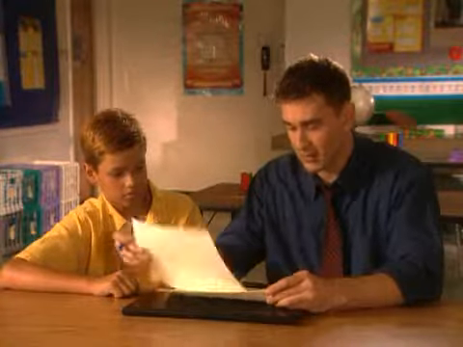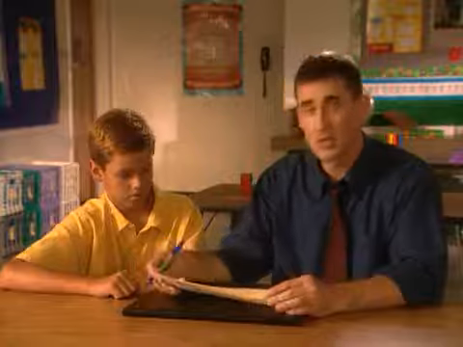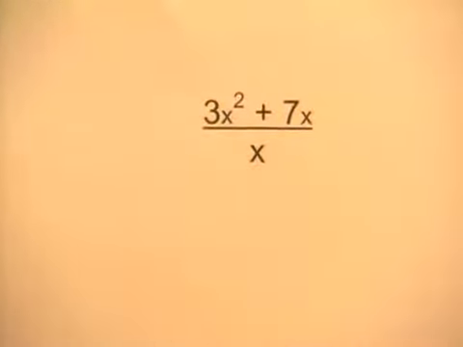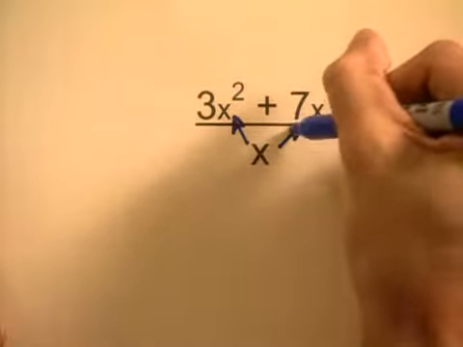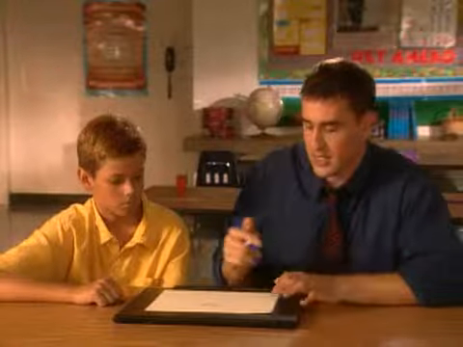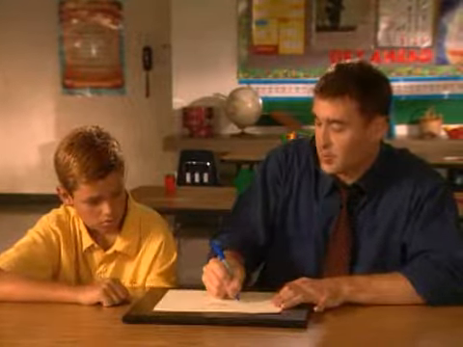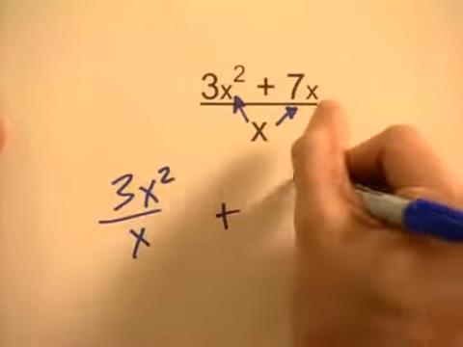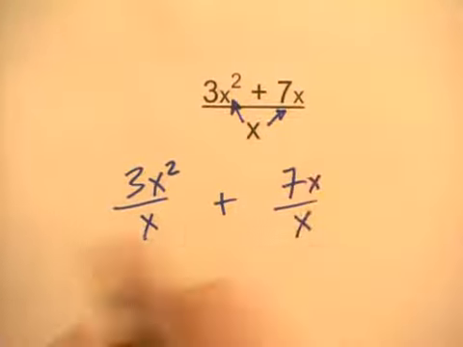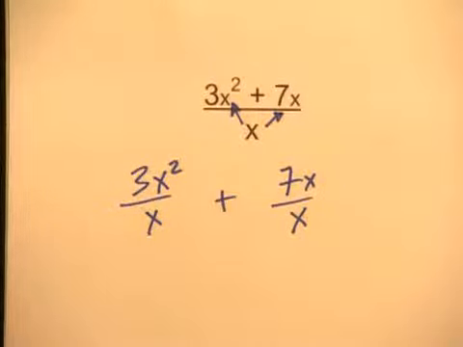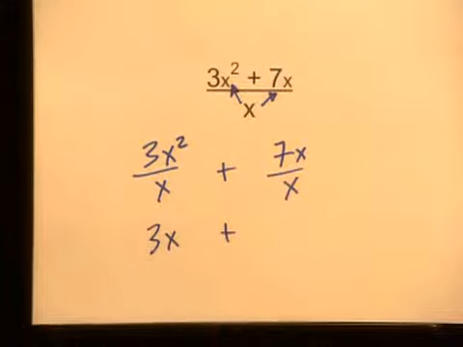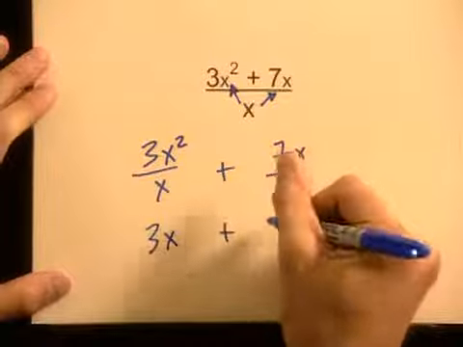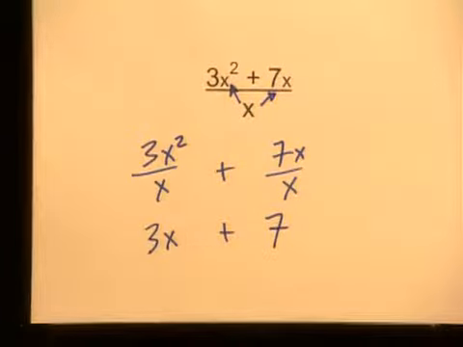Okay, and our last problem here, we have a binomial divided by a monomial. And this works similarly in that the denominator is going to get its turn with each term in the numerator. Let's see what that looks like. We can rewrite this as 3x squared over x plus 7x over x. And now, thinking of problem 2, Nicholas, what's 3x squared divided by x? 3x. 3x, that's right. And how about 7x divided by x? 7. 7. And that's our answer, 3x plus 7.